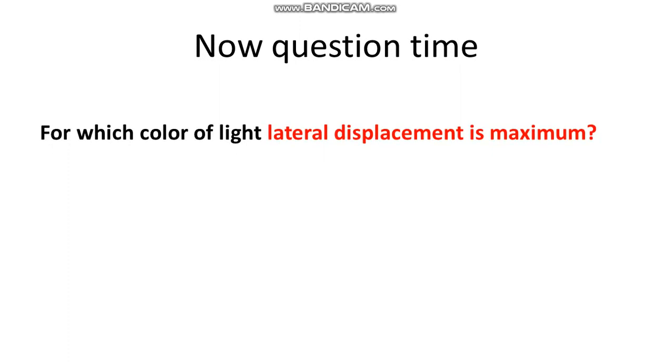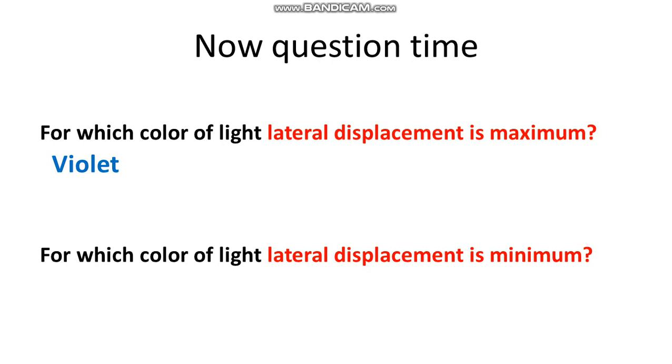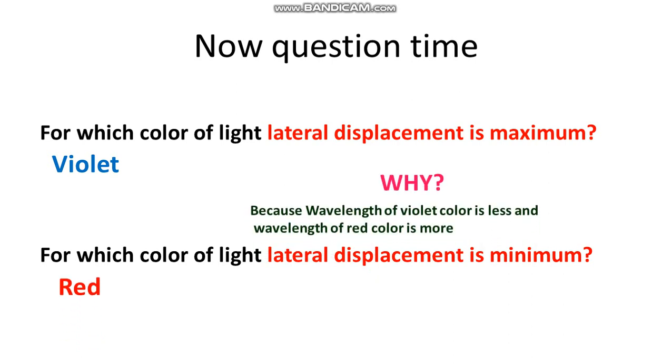So now, question time. For which color of light is lateral displacement maximum? The refractive index is maximum for which color? Violet. So if the refractive index is more, then lateral displacement is more, no? So the answer is violet. Next, for which color of light is lateral displacement minimum? In the visible range, you know that the wavelength of violet color is minimum and the wavelength of red color is maximum. So here our answer is red color. Why? Because the wavelength of violet color is less and the wavelength of red color is more.